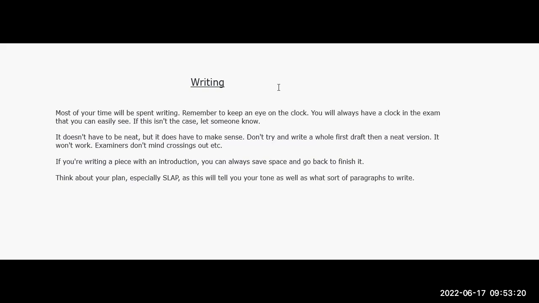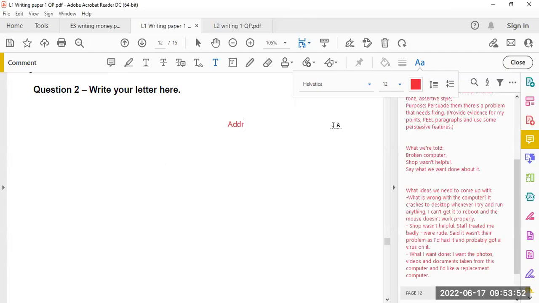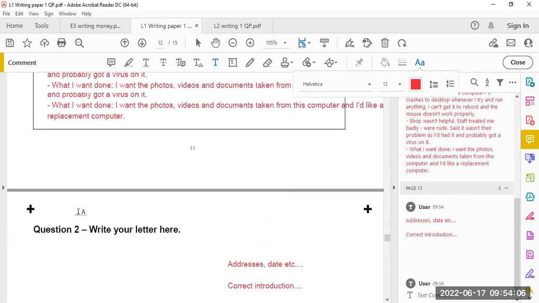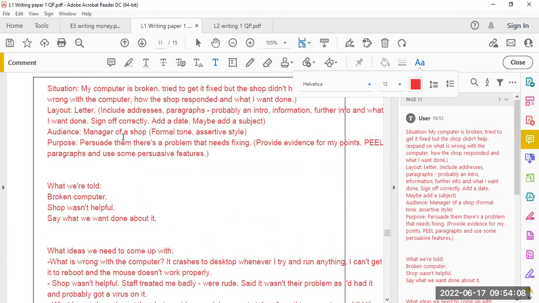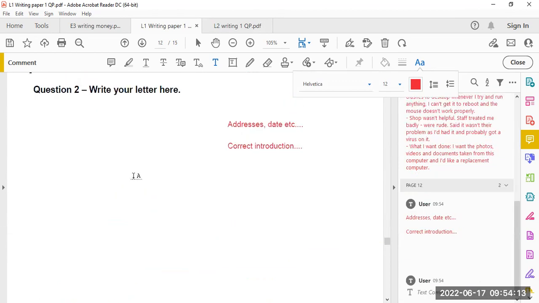So I'm going to have a quick look here. I'm just going to sort of close this down. We're going to have a quick look at that task we started planning. Okay, so we're assuming here, by the way, that we've got the addresses, date, etc. at the top and the correct sign off, correct introduction. So when it comes to actually writing, do refer back to your plan, obviously. So I know that I'm going to need an introduction. So, classic one to start with.